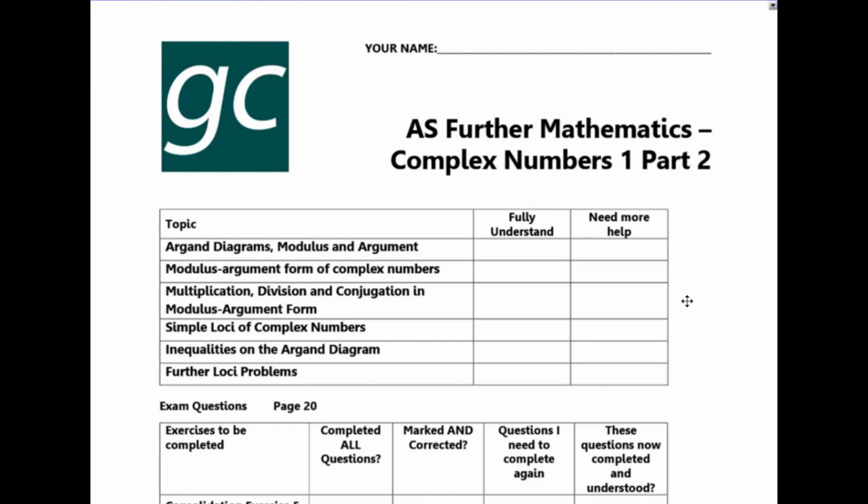So this is the second part of the complex numbers 1 pack for AS Further Maths. In this pack, we're going to cover things like argand diagrams, modulus and argument, and most importantly, we're going to look at loci, which is something that you have met at GCSE, but gets a bit harder when we start introducing complex numbers.